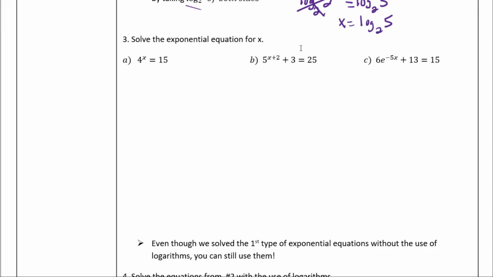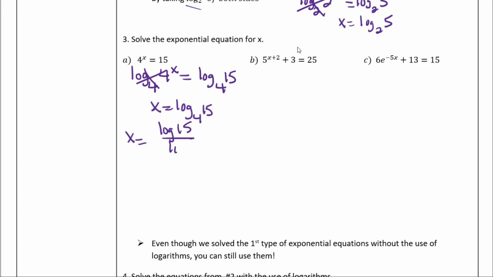All right, so solve the exponential equation for x. So again, we have 4 to the x equals 15. So in order to get rid of that 4, I need to do the log base 4 of both sides. All right, and now you can see that the log base 4 cancels out with the base of 4 there. So we have x is equal to log base 4 of 15. All right, and then remember, if we want to calculate this, we can now calculate this using the change of base formula, which is log of 15 divided by log of 4.